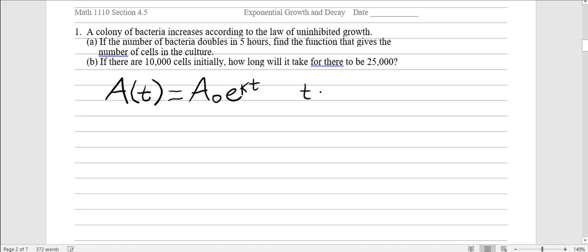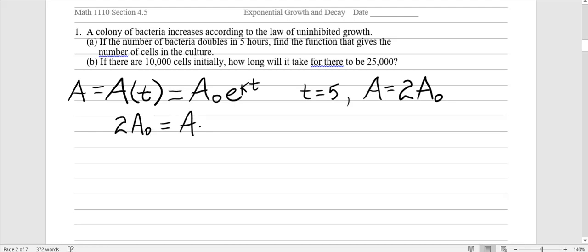So when t equals 5, and we can also just refer to this as a, just for simplicity, a becomes twice whatever we began with. So remember, a sub 0, sometimes referred to as a naught, is the initial amount. So we can replace this a on the left with 2a sub 0. And we can replace t with 5. So notice the only unknown is k. So this allows us to find k.